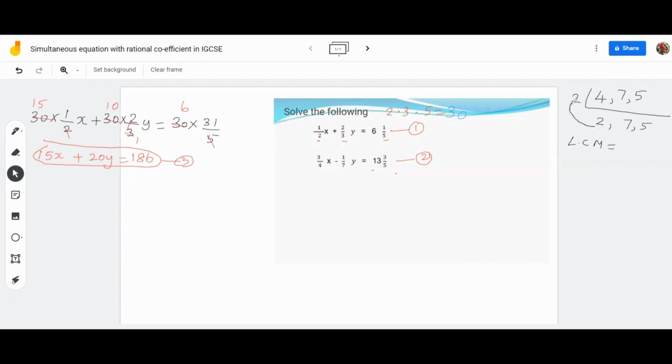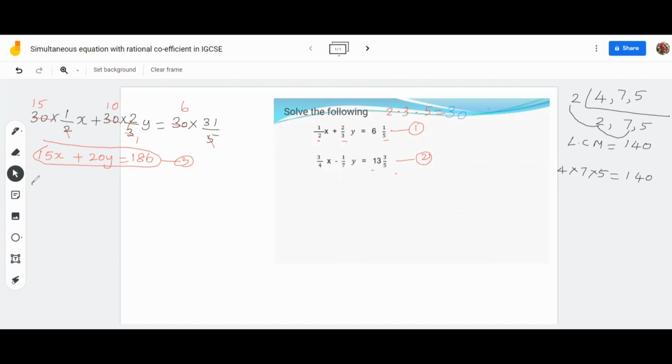What about the LCM here? You have to multiply 2 times 2, 4. 4 times 7 is 28. 28 times 5, am I right? It will be 140. So even if you have two prime numbers along with one composite number, multiply all the numbers together, I mean 4 times 7 times 5, you will get 140. Then multiply each term by 140.